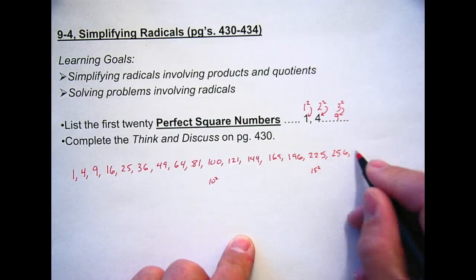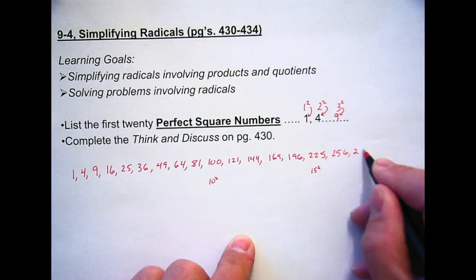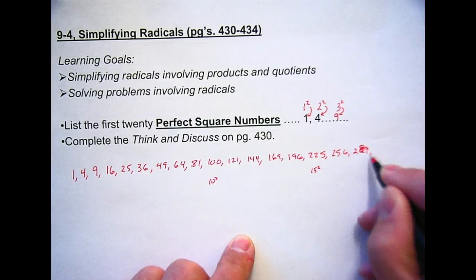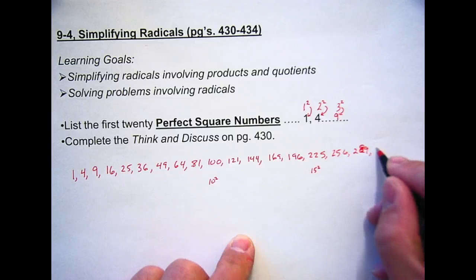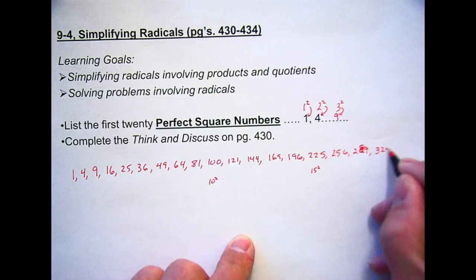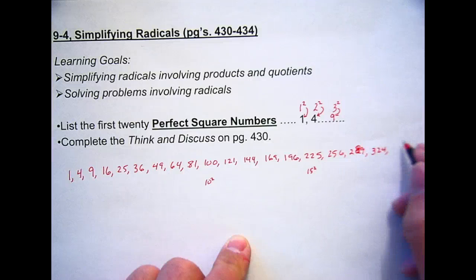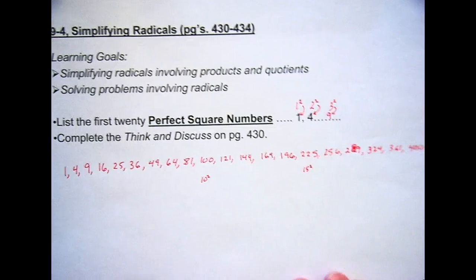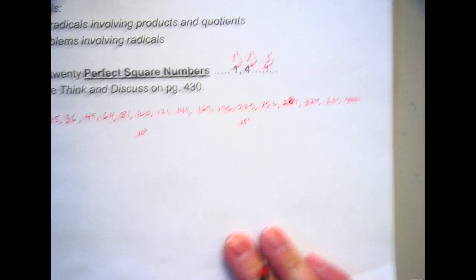And 17 squared is 289. 18 squared is 324. 19 squared is 361. And 20 squared is 400.